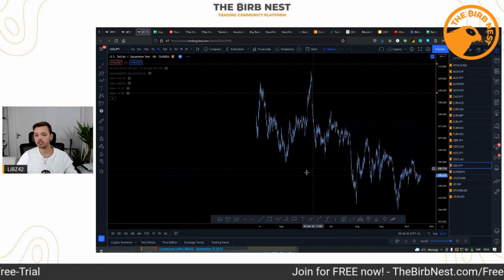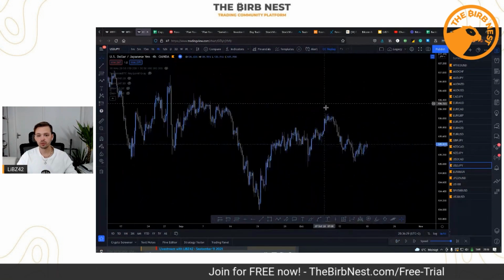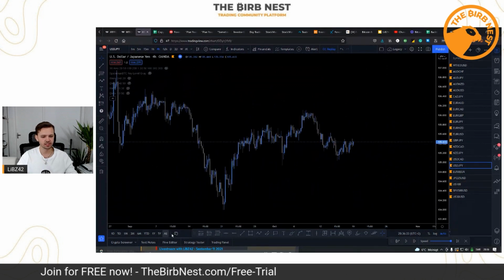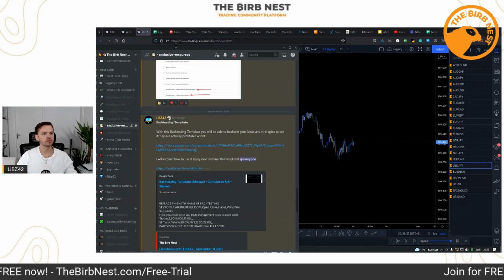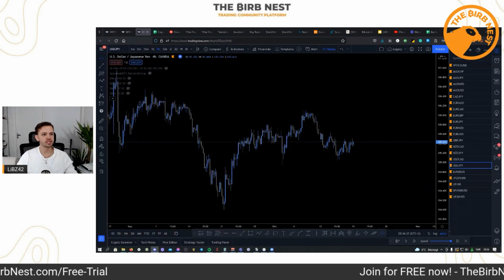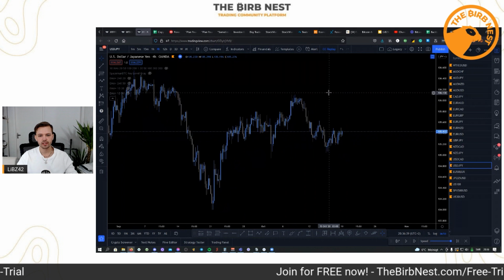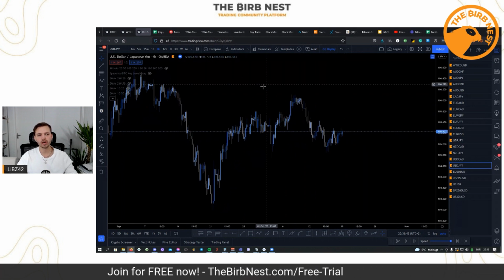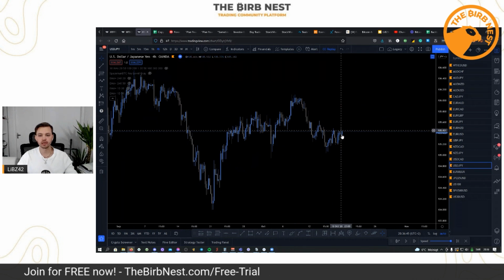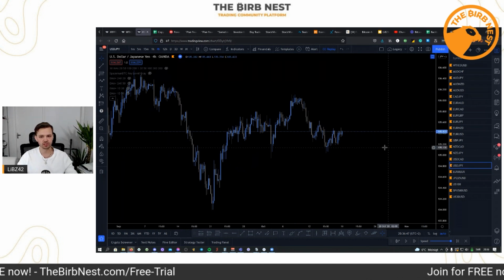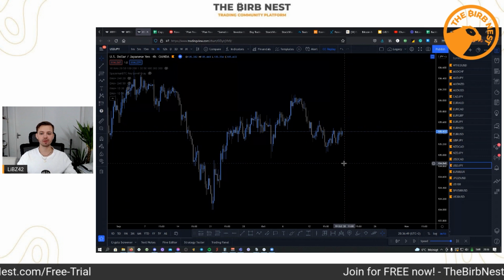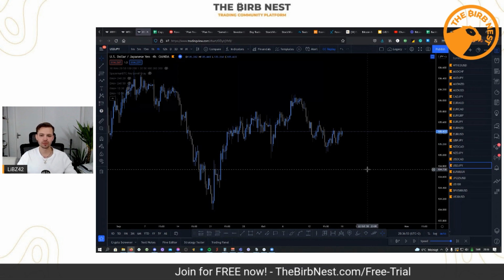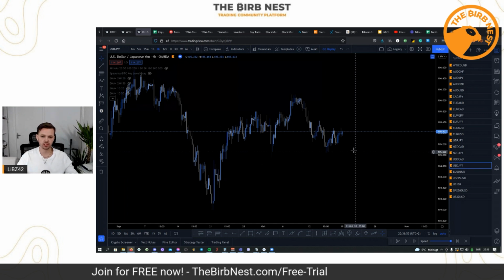Now I have no idea what is going to happen here. All I want to do is I want to test. I want to test this idea here. And the idea is simple. If price is hitting resistance, we wait for resistance to break to the upside, and we want to go long on the first retest of that resistance. If price hits support, breaks support to the downside, we want to go short on the first retest of that support to the downside.